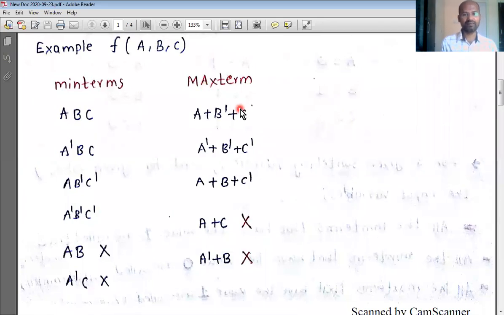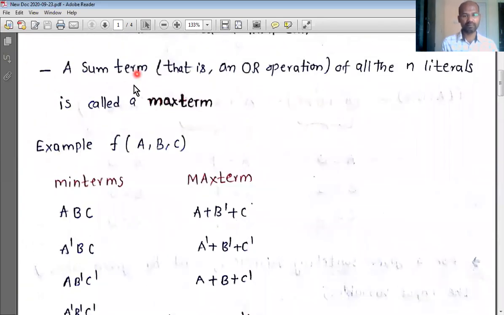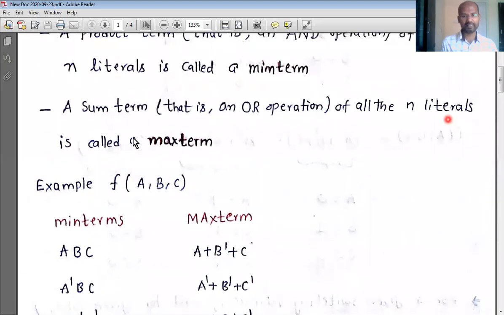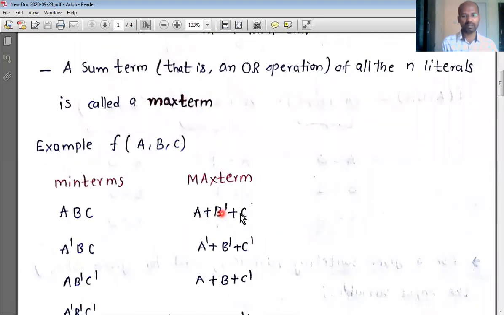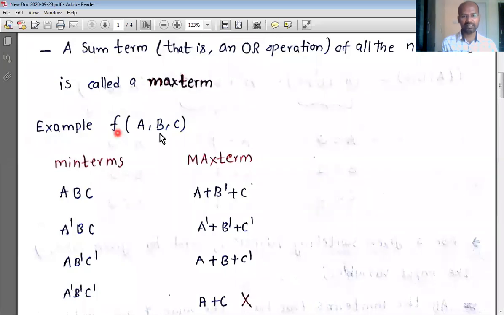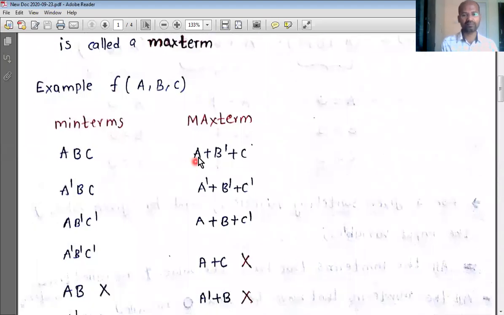Max term. What is the definition given to max term? A sum term. For min terms, it is a product term. For max terms, it is a sum term. Sum term of all the n literals is called max term. Sum term means OR operation. A plus B bar plus C. Consider the same function with 3 variables. Means there are 3 variables used in the function f. There is no D, there is no E and so on. These are the only variables that are used in framing the function. Let's say Boolean function or switching function.